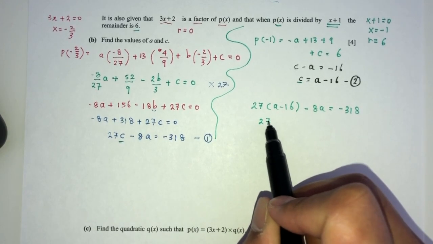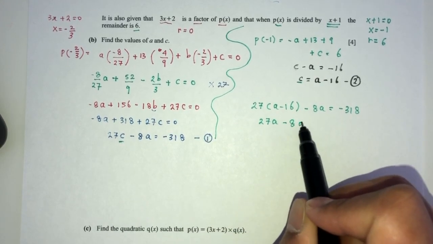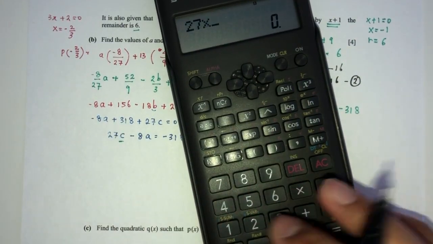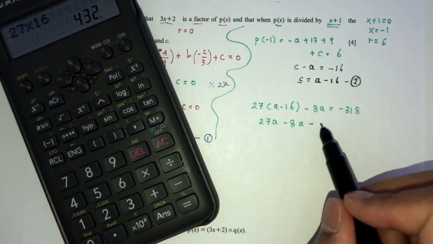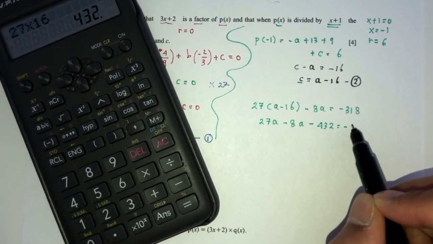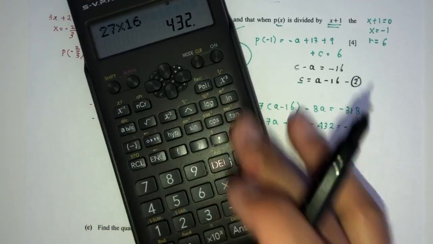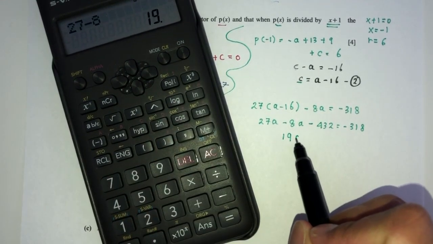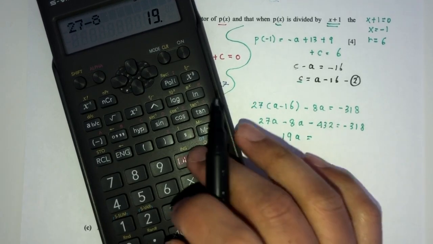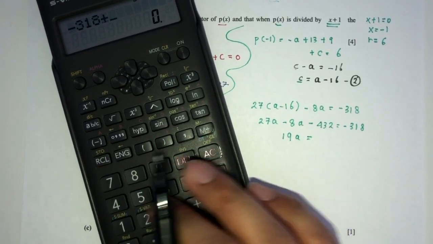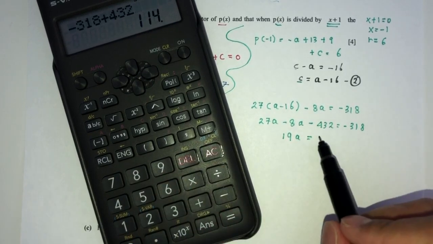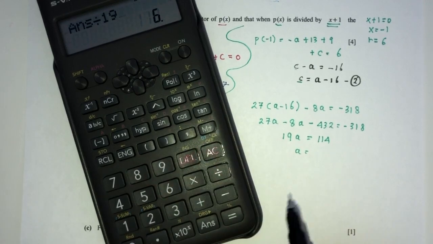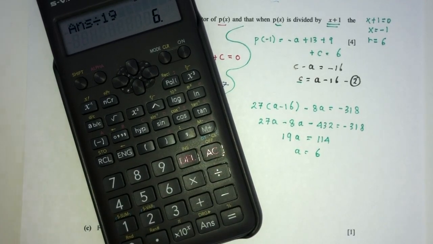Simplify, that will be 27a. Here we have minus 8a. Expand this, minus. So 27 times 16, that should be 432, minus 318. Simplify, 27 minus 8, you will have 19a. Send this over here. You have minus 318 plus 432, you will have 114. And a will be what? 114 divided by 19, that should be 6. So a will be your value of 6.